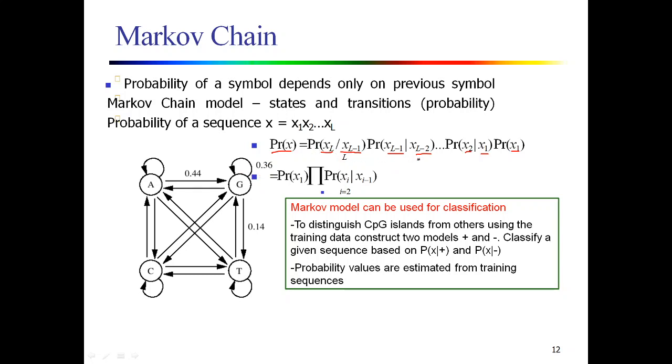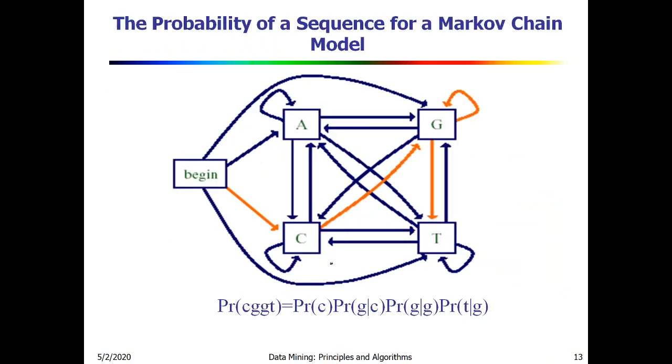This formula can be generalized and written in this format. Then the Markov model can be used for classification, to distinguish the CpG island from the other regions using the training set, by using two models: one is plus and the other is minus. The probability of the sequence is found for the positive values and for the negative values, and these are estimated using the training sequences.